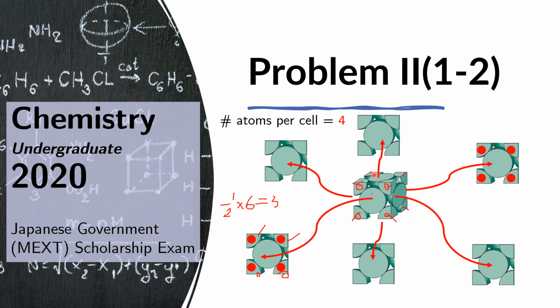We notice that each of these are actually 1/8 of an atom. And so we have 1/8 times 8 of them, which is 1. And so we have 3 atoms from the half atoms and 1 atom from the 1/8 atoms. So that's 3 plus 1, 4 atoms per unit cell.